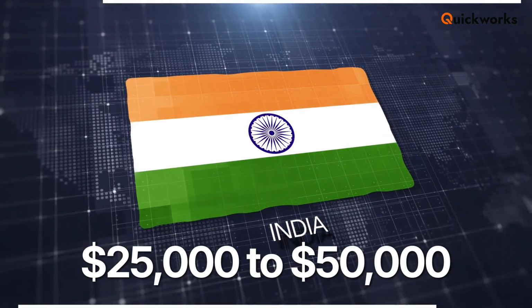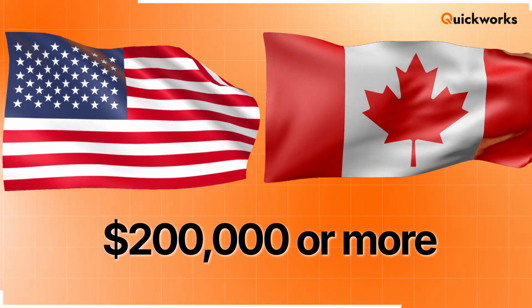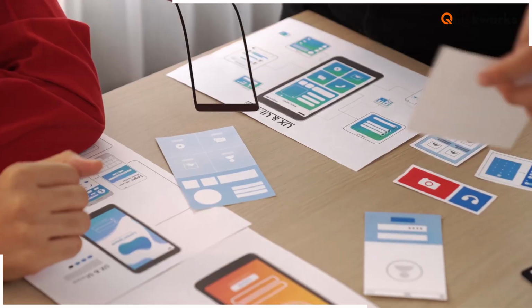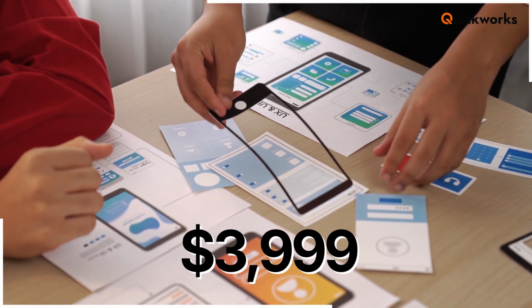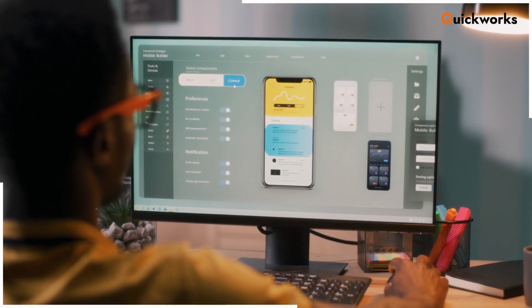The same app in the US or Canada can go up to $200,000 or more, mainly because of higher hourly rates and infrastructure costs. A white label solution, on the other hand, starts from just $3,999, and you can add or remove features as your business grows.